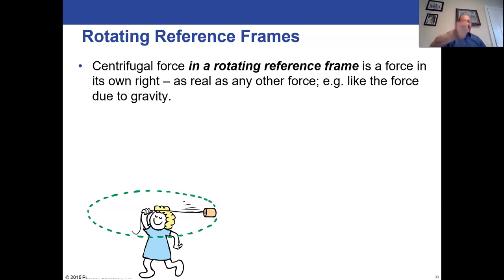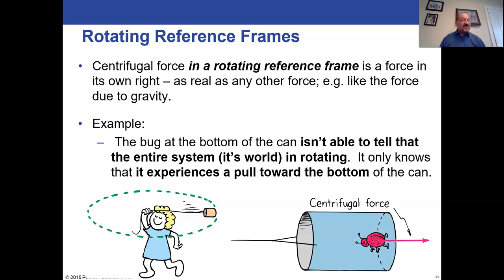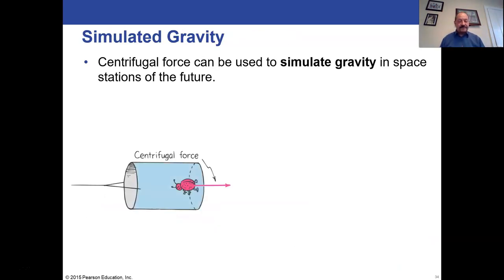You can see the cup is constantly being pulled towards her, which creates the circular movement. But if you're a bug inside that cup, your experience is quite different. The bug at the bottom can't tell that the whole world's rotating. It only knows that something's pushing against its back, but it feels like it's pushing against the bottom wall of the can. That's how you perceive centrifugal force, when in reality it's centripetal force pulling the can into the bug at any moment in time.